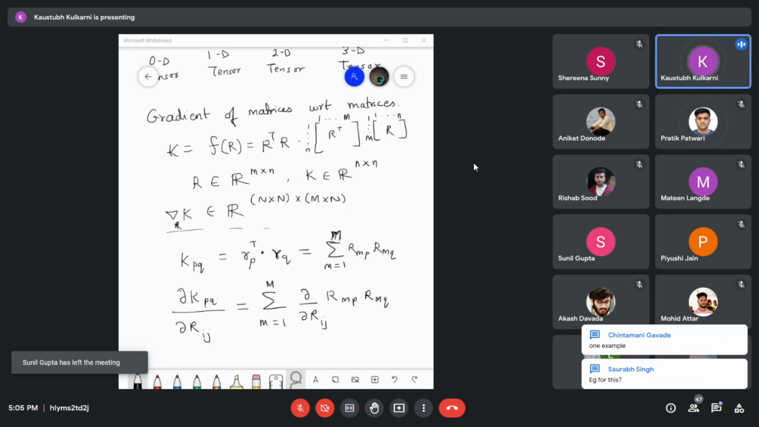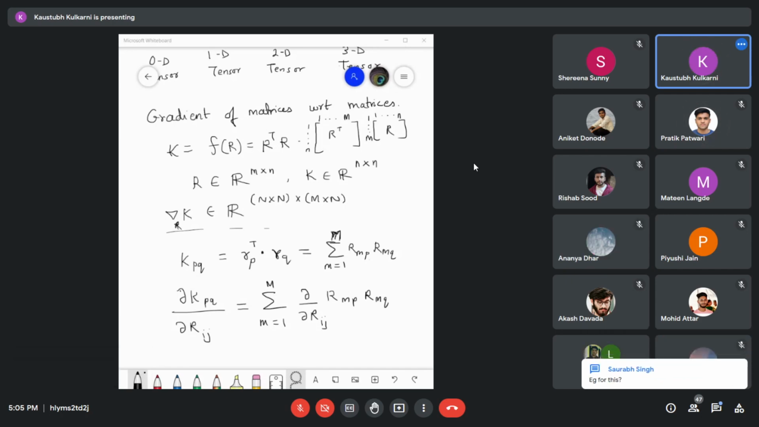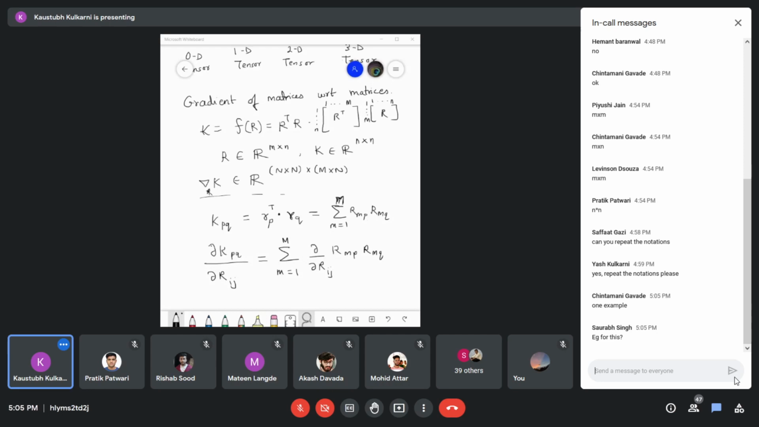No example for this. Example as in, there will be no questions on this to solve as such. I'm just explaining it as a theory, because it will be too complicated to solve this.